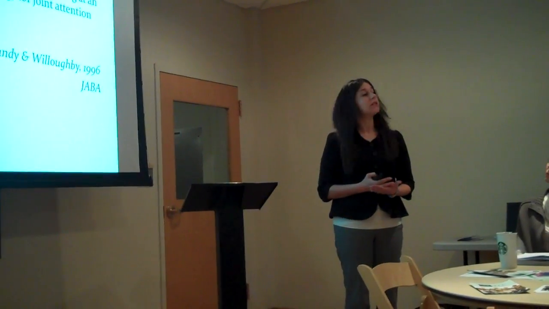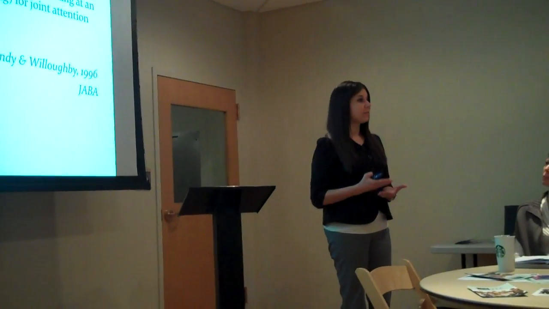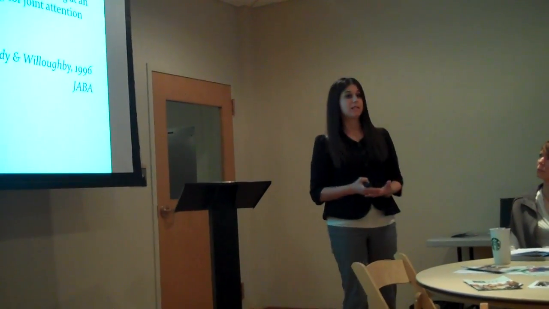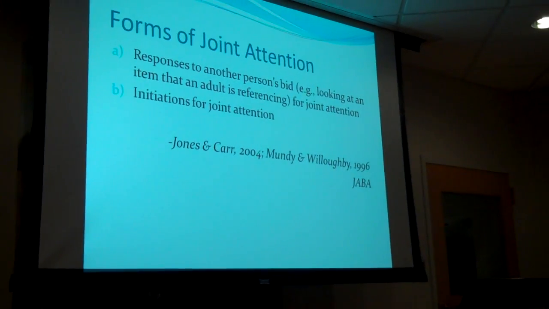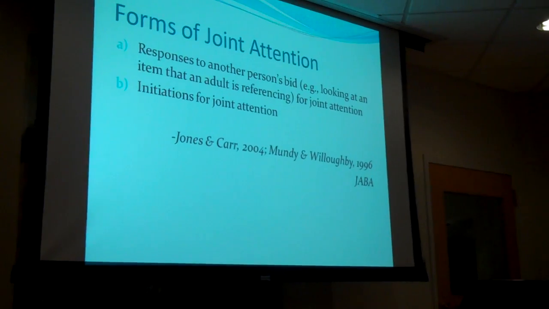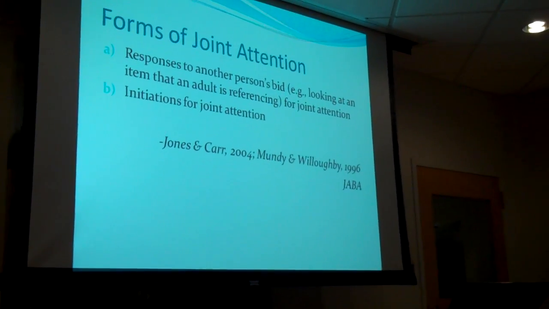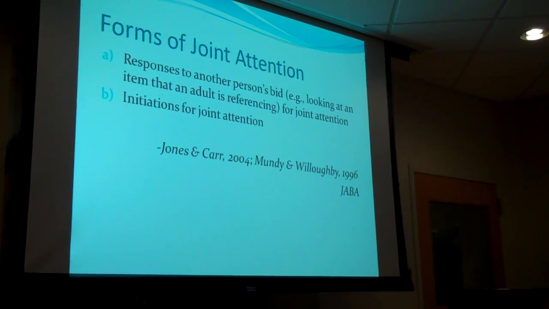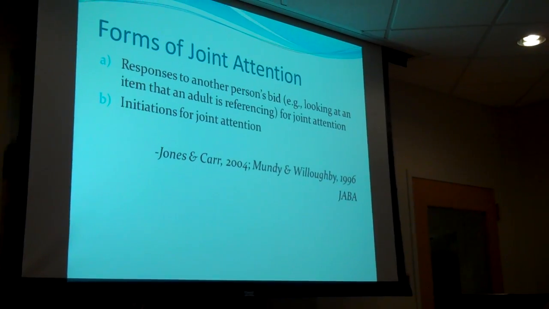Also, what we're going to talk about throughout the morning today is two forms of joint attention. The first is a response to another person's bid for attention, which can really be defined as looking at an item that an adult is referencing for joint attention, and then also initiations for joint attention.